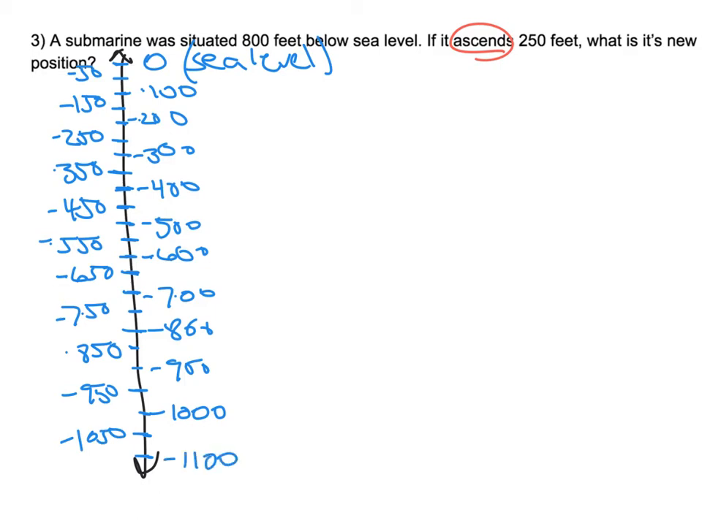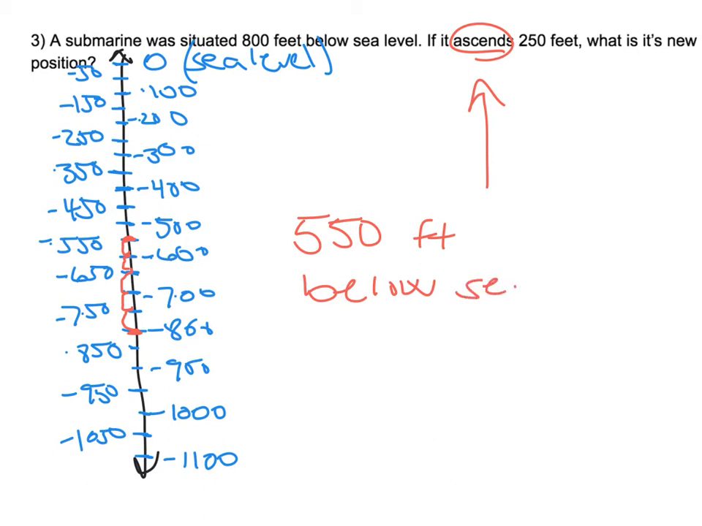All right, so back to plotting our point. We were at negative 800 feet, which is right here, okay? And this 250 is going to help us to count. Remember, we are ascending, and ascending means we are rising. We're going to go up. So going up 50, 100, 150, 200, 250 feet, that's going to put us at negative 550 feet below sea level.